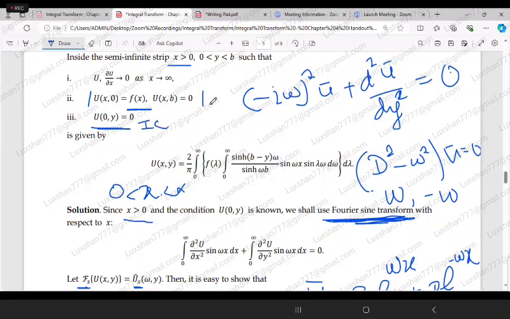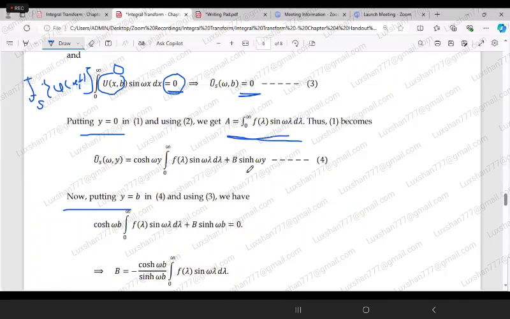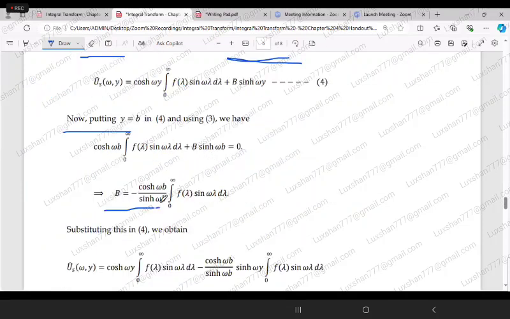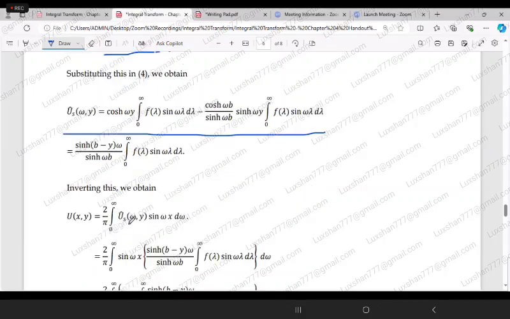These are called boundary conditions, because boundary means these are the boundaries of y, no? These are the boundaries of y, and these are the boundaries of y. Therefore, this is called the boundary condition, and this is called the initial condition. Now we put this one here, and we find the value of B. We substitute this one here, and we get this one.